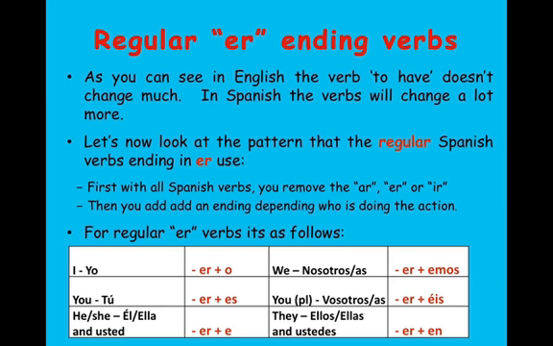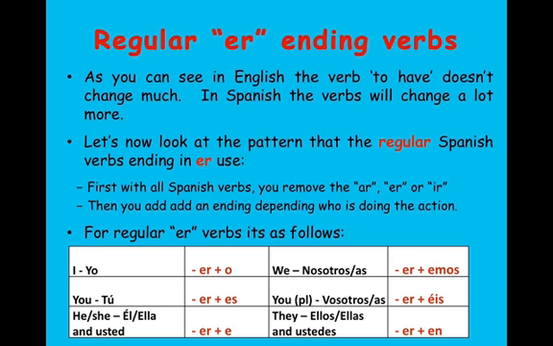For nosotros or nosotras, remove the ER and add emos. Vosotros, vosotras, remove the ER and add éis. And for ellas or ellos and ustedes, you remove the ER and you add EN. So that's O, ES, E, emos, éis, EN.